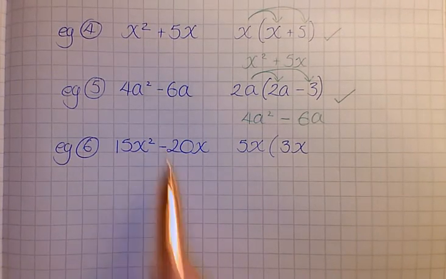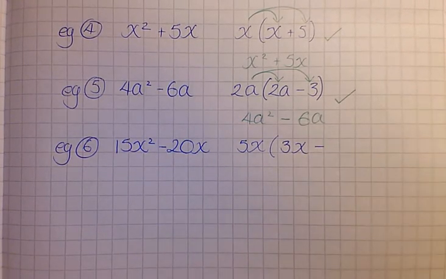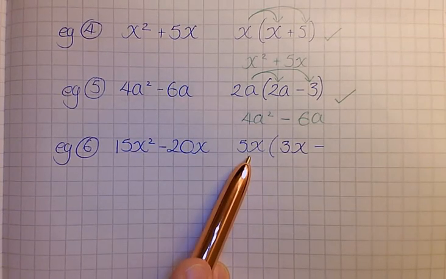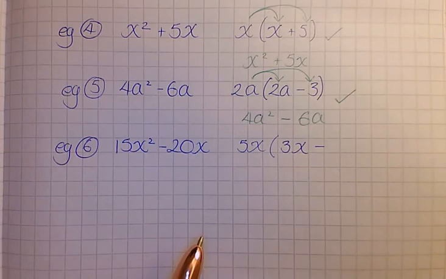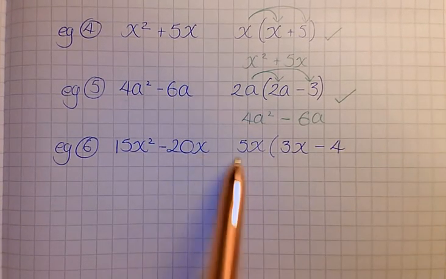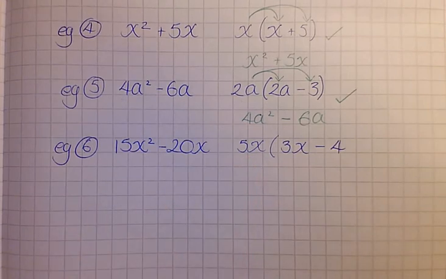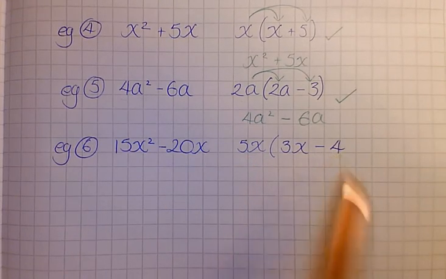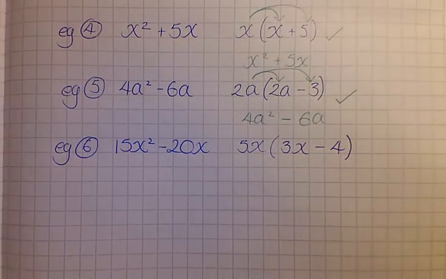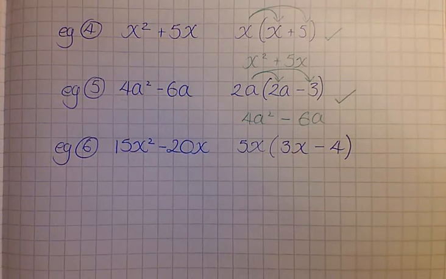Again, I've got a subtraction symbol, so I'm going to carry that across to here. And then 20x divided by 5x. Now 20 divided by 5 is 4, and the x just divided by the x leaves me with 1. Okay, so it'd just be 4 times 1, so it's just going to be 4. Okay, so I've got 5x outside the bracket, multiplied by 3x minus 4 inside the bracket.